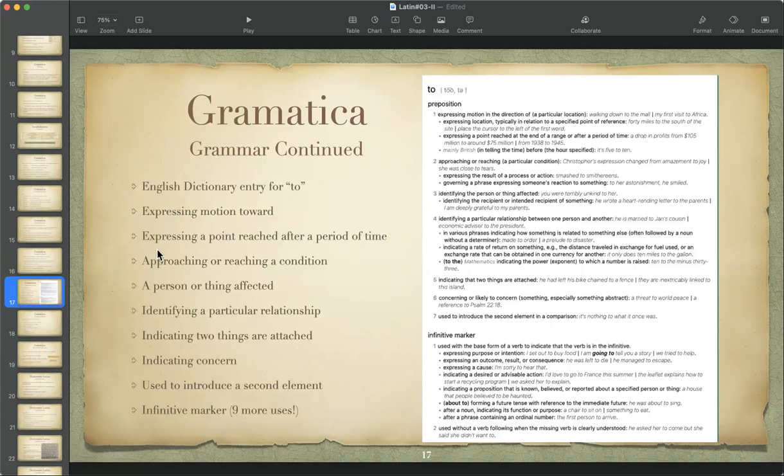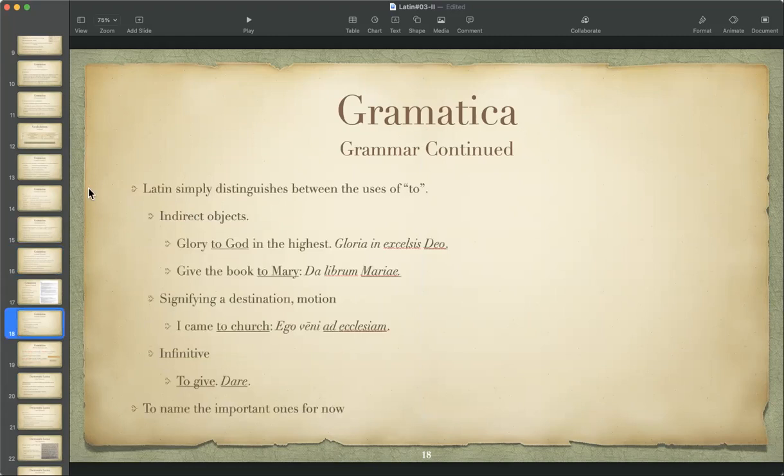Motion towards, a point reached after a period of time, reaching a condition. I mean, a whole list of things. And Latin distinguishes the uses of the word to. We have it in indirect objects. Gloria in excelsis Deo. That's where we use the dative. Give the book to Mary. Da, give. Librum, book. Mariae, also dative.